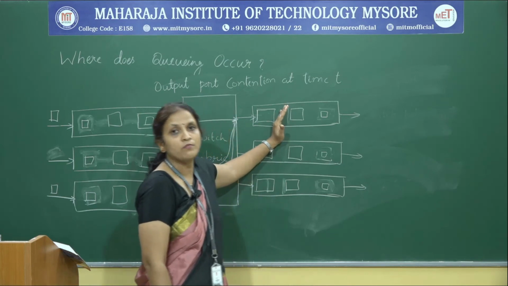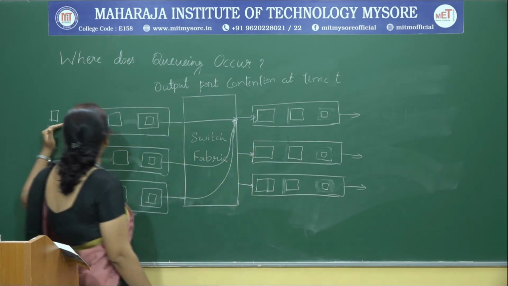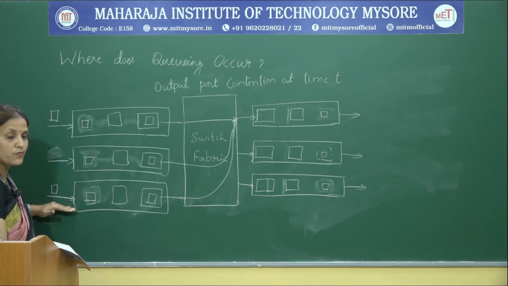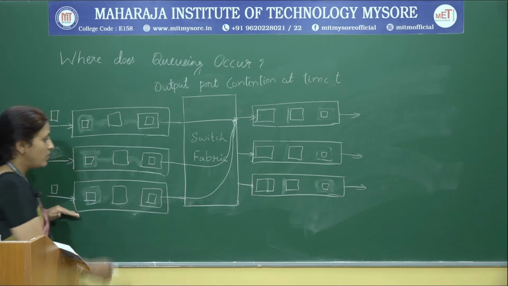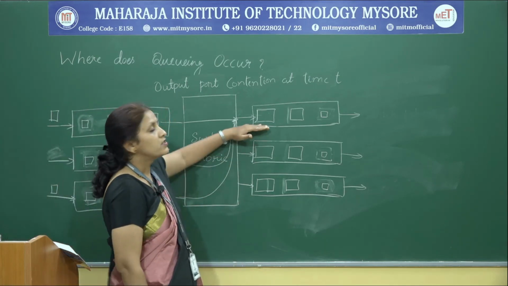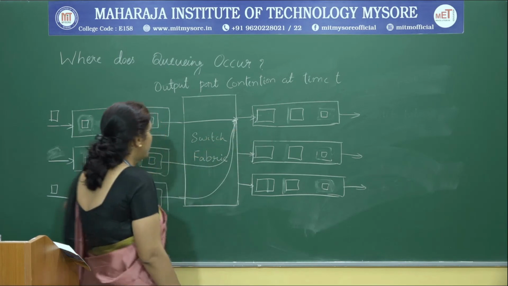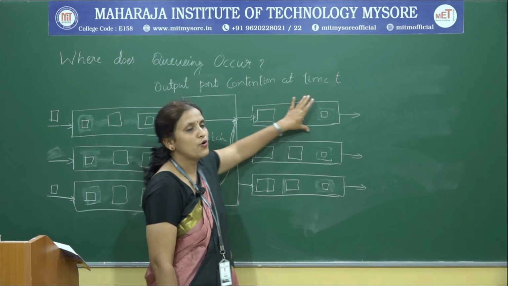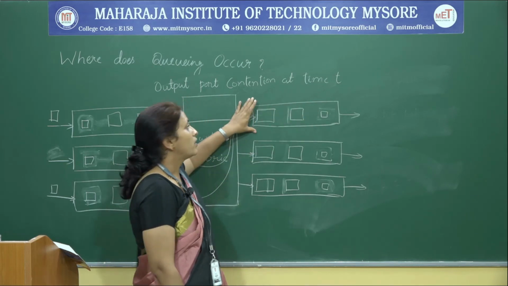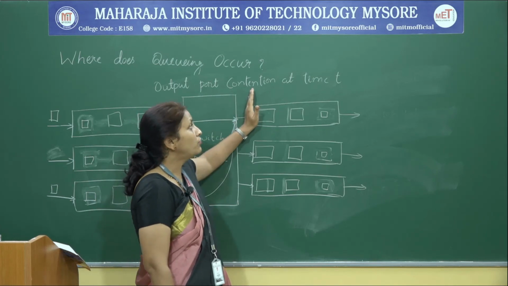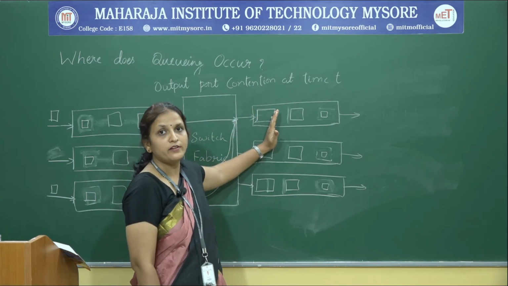At the same time, simultaneously 2 more packets are arriving here in the first and last input port. Both these 2 packets are destined to the same output port. Once again, the switching fabric pushes those 2 packets to the output port, which will result in queuing at the output port. Now, all the 5 packets are made to wait for their turn.